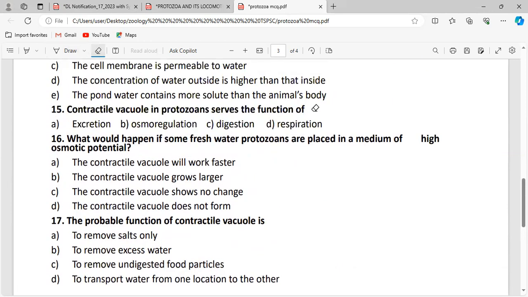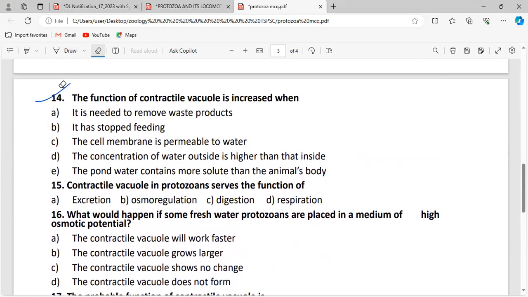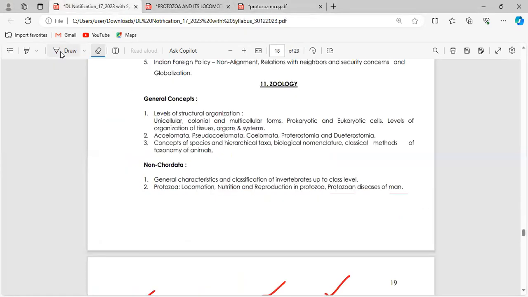Any doubts? Just make it fast. Okay, shall we wind up the class? Just please revise. Once each and every topic has been completed in your syllabus, you have to see, for example, in today's class, I have completed the protozoa and its locomotion. You have to write in your notebook protozoa and 5 most important points in the protozoa and general classification. You can refer to the PPT for general classification.